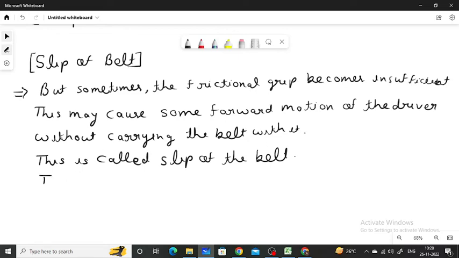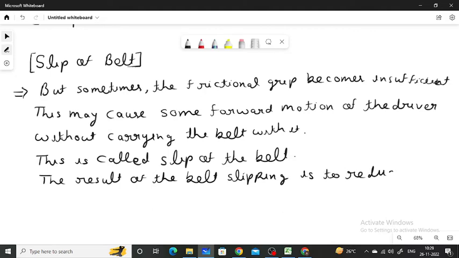As the slipping of the belt is a common phenomenon, the belt should never be used where a definite velocity ratio is important. Okay.